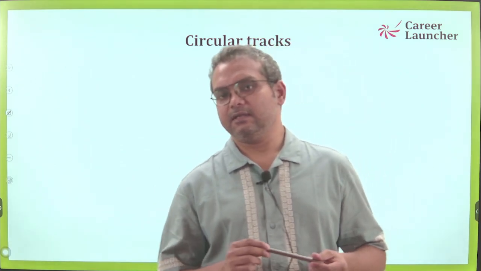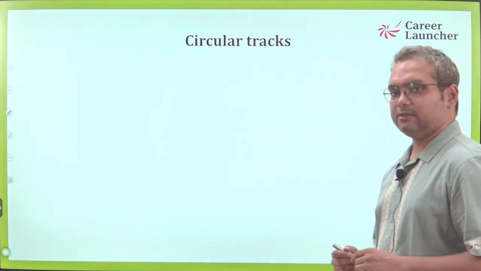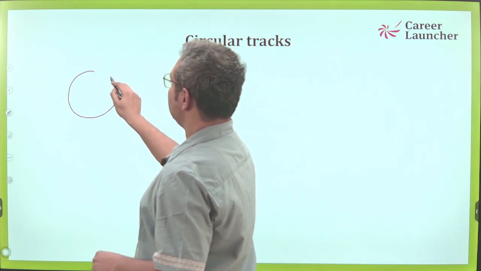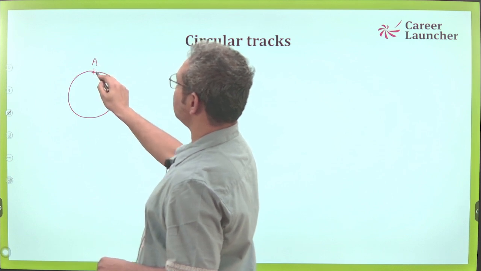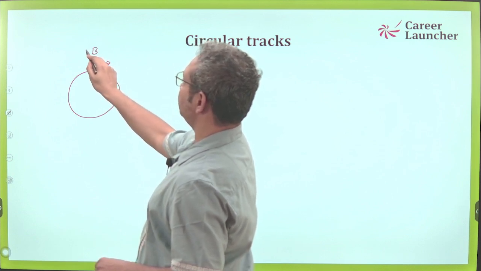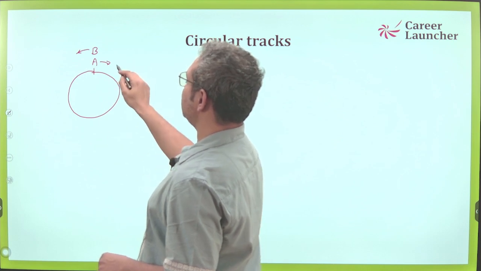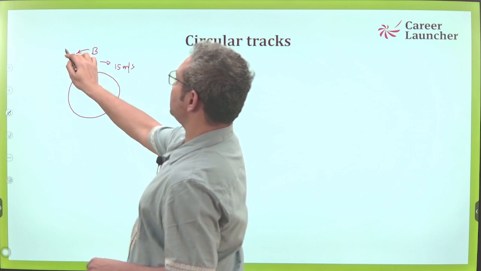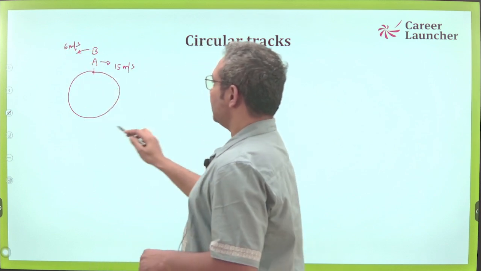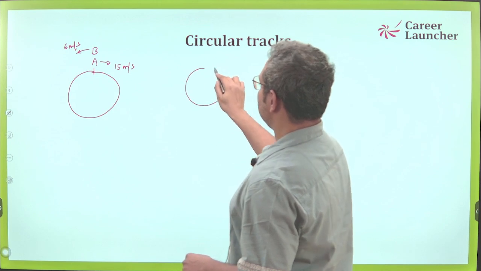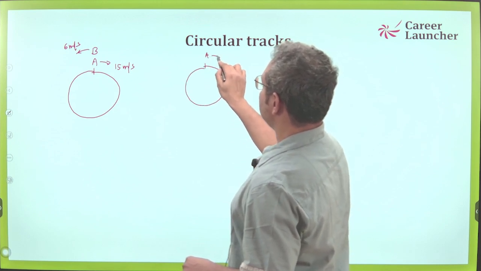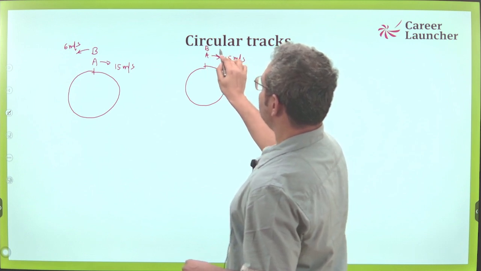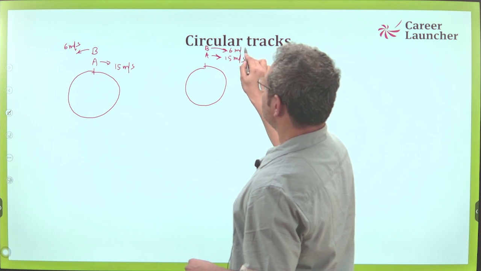Hello everyone. In this video we will be looking at circular tracks. Let's take two cases. Here you have a circular track. There's a starting point. A and B are moving in opposite directions. Let us say A's speed is 15 meters per second and B's speed is 6 meters per second. And in another case, let us say A and B are moving in the same direction, with the same speeds, 15 meters per second for A and 6 meters per second for B.